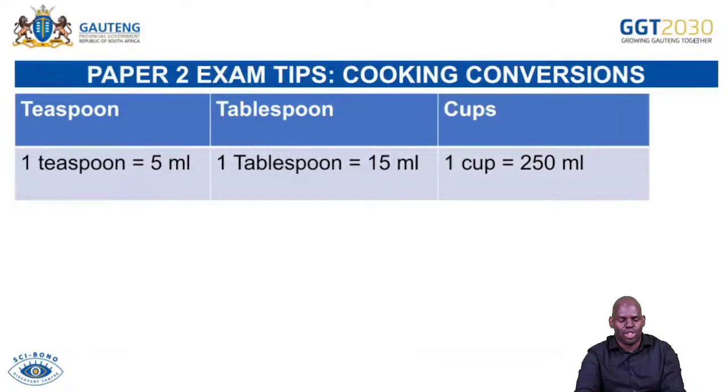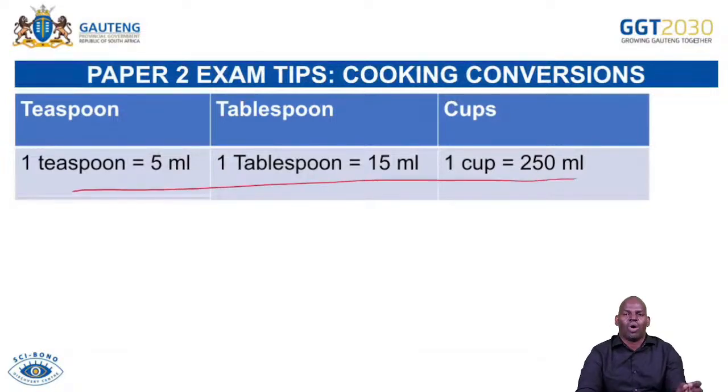Okay, 1 teaspoon is equal to 5 milliliters, 1 tablespoon. So this one, the examiner will also give it to you. The examiners will always give it to you. But even if it happens that the examiner doesn't give it to you, most of you have been working with this throughout the year, so you might still remember it.